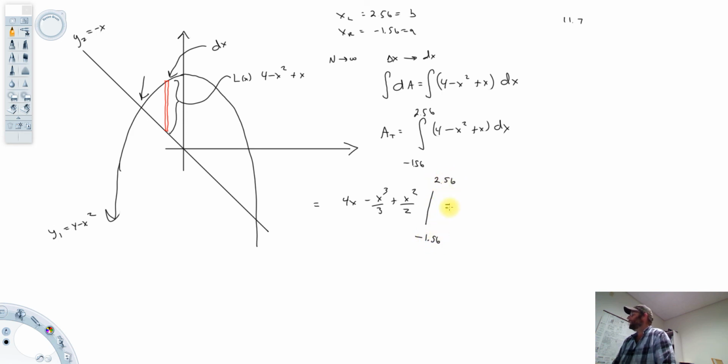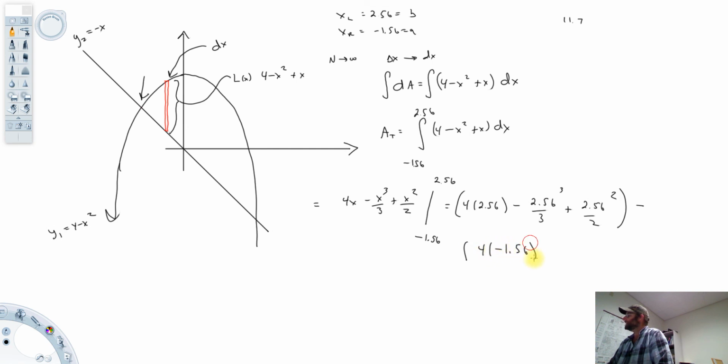Then you put in your top value: 4 times 2.56 minus 2.56 cubed over 3 plus 2.56 squared over 2. So there's the top. I'm running out of room here, so I'm going to do minus the bottom, which is this guy: 4 times negative 1.56 minus negative 1.56 cubed over 3 plus negative 1.56 squared over 2. Being extraordinarily cautious with plus and minus signs, this term will be negative, this one positive, but don't forget there's a minus in front of all of those.